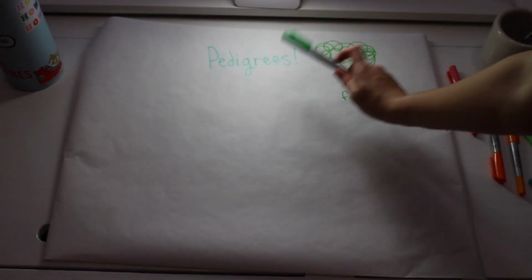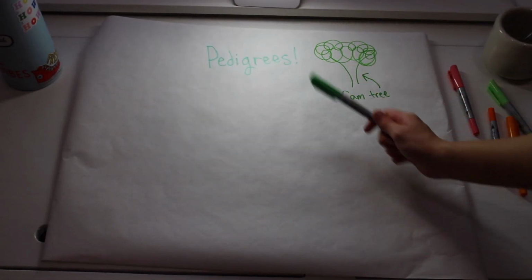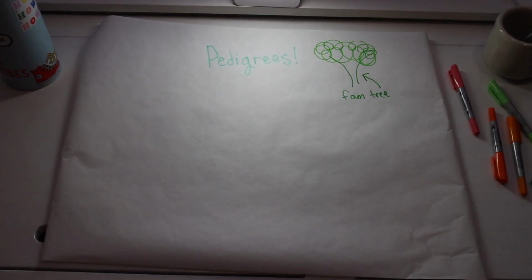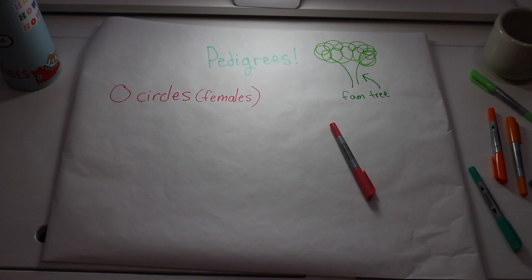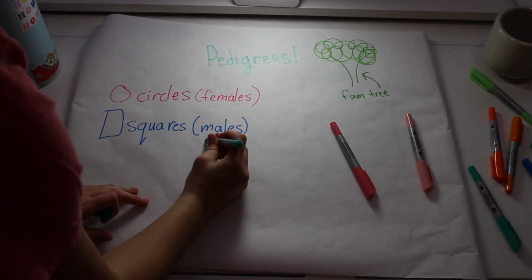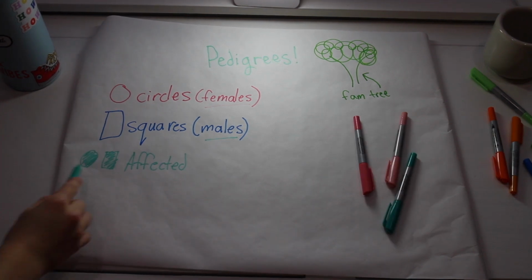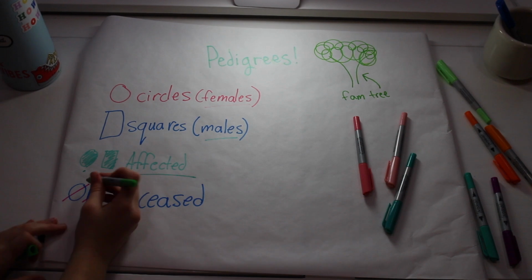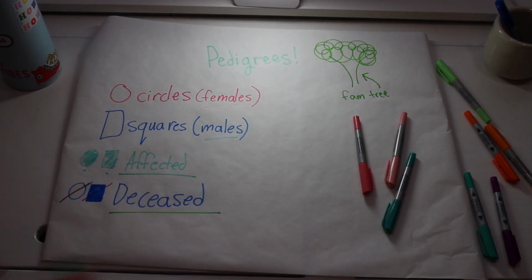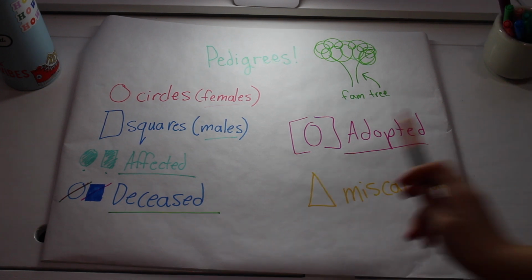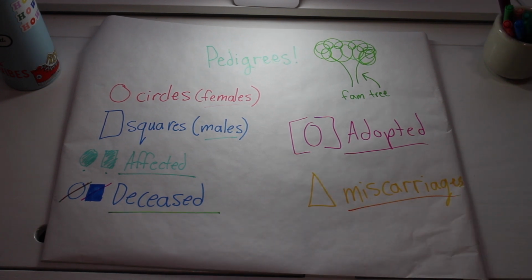So a pedigree is a chart that shows the presence of a trait throughout a family tree. So let's get a little background information before we start. Circles are females, and squares are males, and affected is the colored in. It could be a girl or a boy. A strike through means it's deceased, and the bracketed figures mean it's adopted, and the triangles are miscarriages.